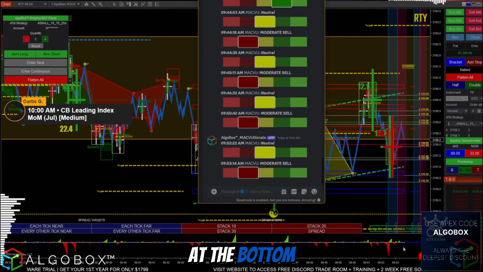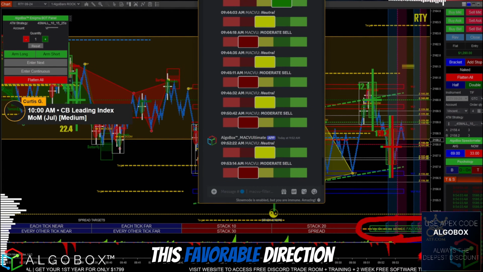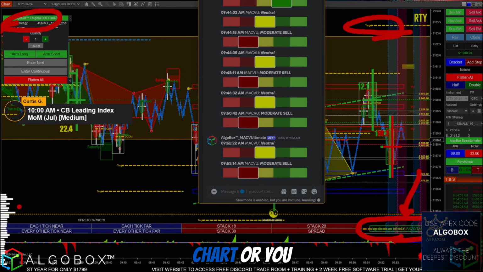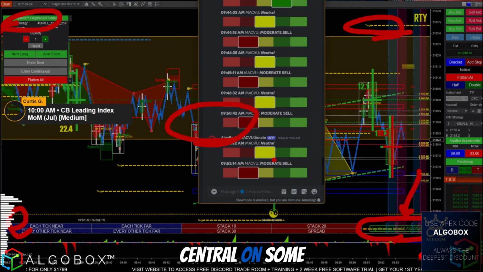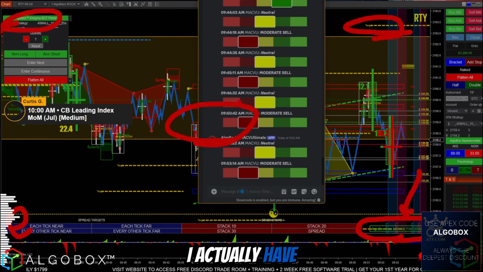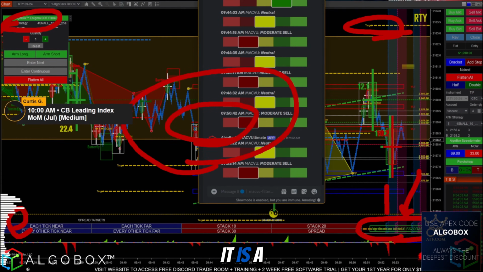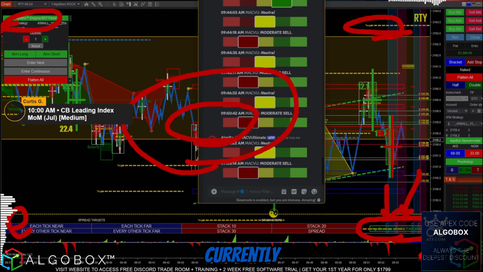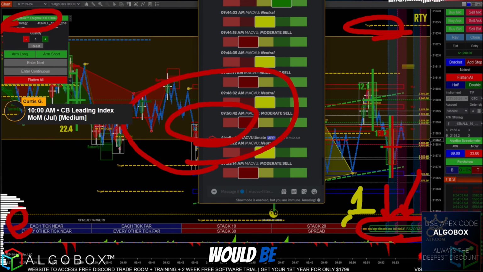At the bottom right of my charts here, you can put this favorable direction indicator at any corner. You can have it up here, all four corners on a chart, or you can have it central. On some of the default templates, I actually have them right here dead center for you because I think it is a very important high time frame filter. Tells you what is the bias on the day currently. I would call this filter 1, would be if you're trying to pick direction.